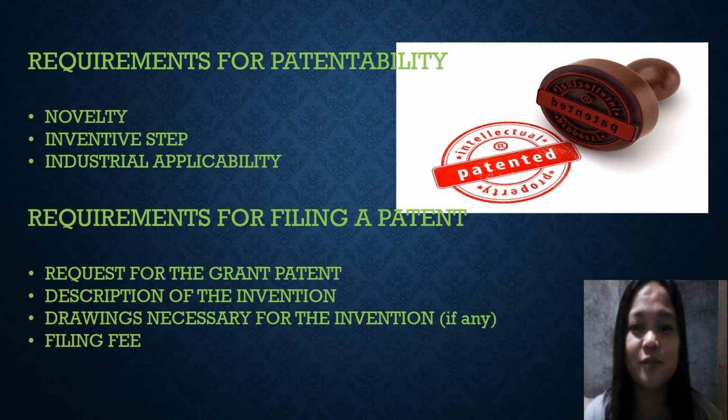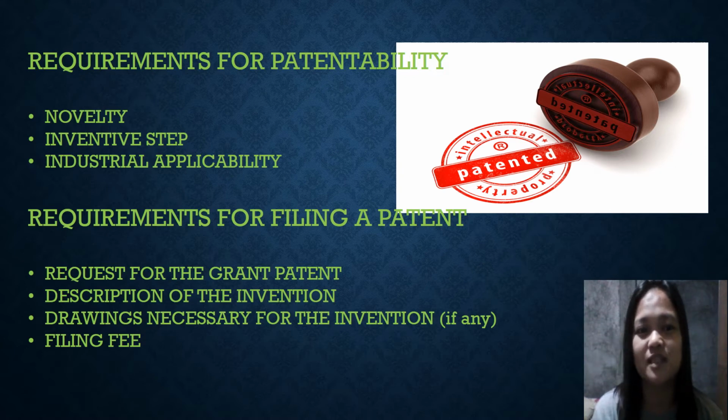There are some requirements for patentability. Number one is novelty. Novelty is the quality of being unique, new, original, or unusual. Number two is inventive step. It distinguishes whether an invention is new or just an obvious improvement. And last is industrial applicability. It is also known as industrial application, which means generally patents are granted for inventions that can be used in some kind of industry.